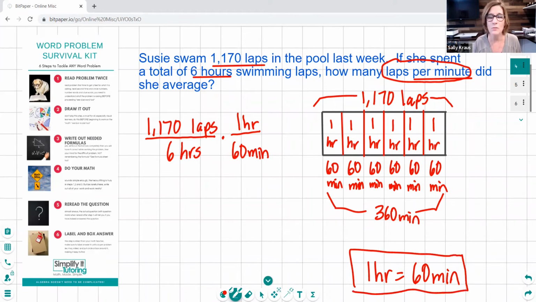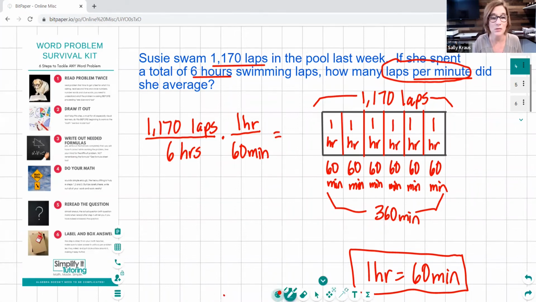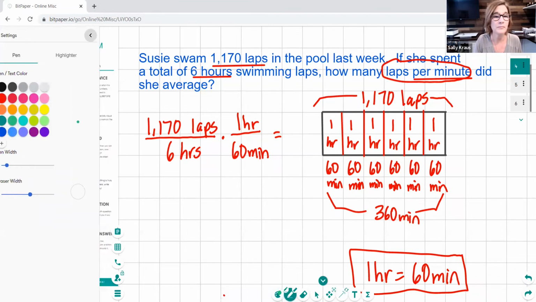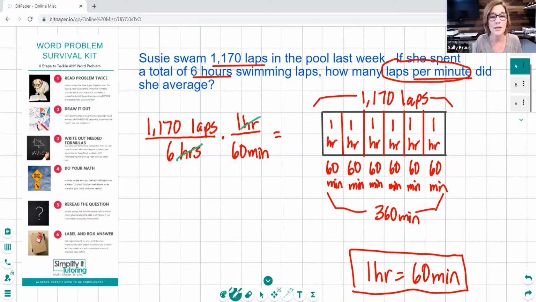But when you know something for sure and it's part of the problem, put it down in the corner so you don't have to keep remembering that. And then because they're equivalent, if you look at it, really I'm multiplying by 1 because 1 hour over 60 minutes, those are equivalent. Anything over itself equals 1. So I could do that all day long. Then you just come in here and you cancel. What goes away is the hours. That's good. We wanted hours to go away.